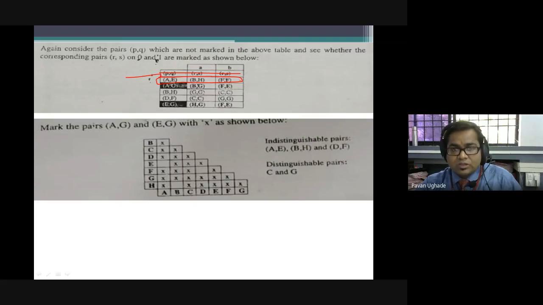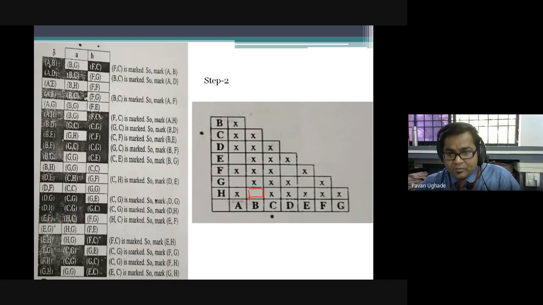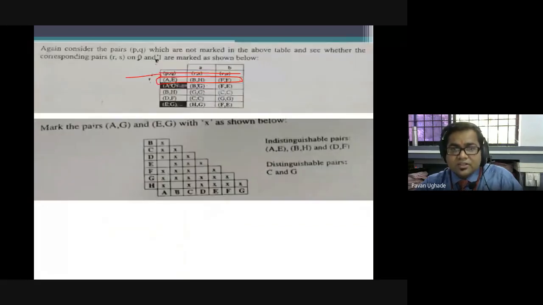What about AG? Check the entry at BG. Is it crossed? BG entry is crossed. It means if this is cross, AG is a pair which is distinguishable. Same with BH: GG and CC. GG, yes, the state is equivalent. CC is also equivalent to itself. So this is blank.